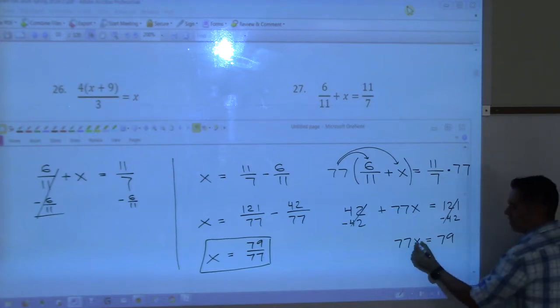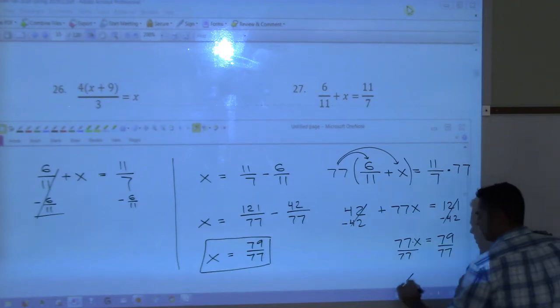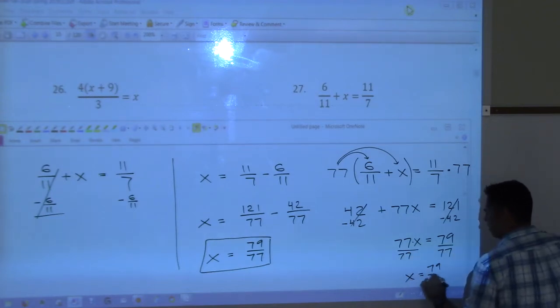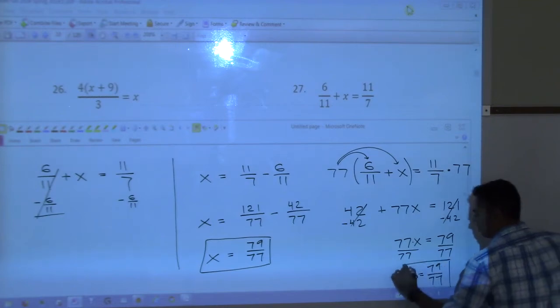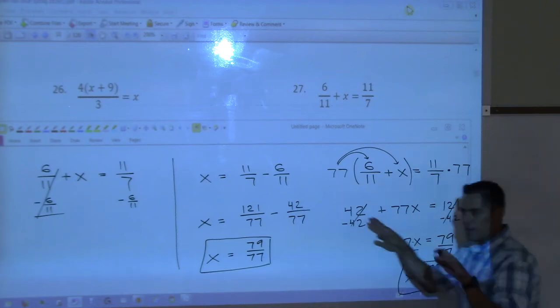At this point, because this is multiplication, I want to get rid of that. I divide both sides by 77. Now, I think Luke's way looks better, doesn't it? Yeah. It does look nicer, but this is a different way. And it uses the clearing of the fractions.